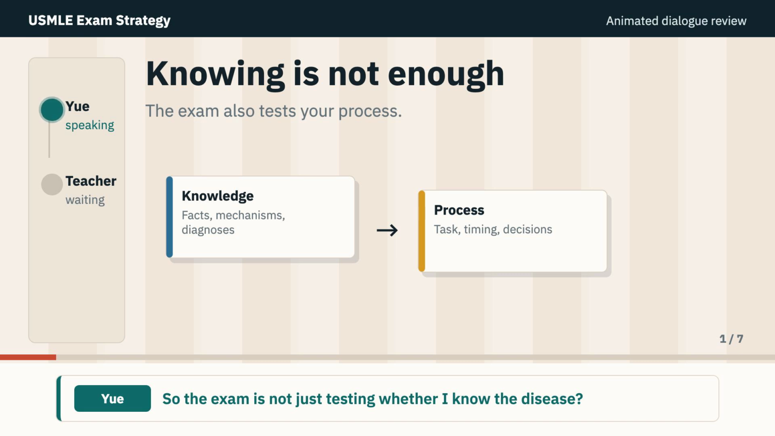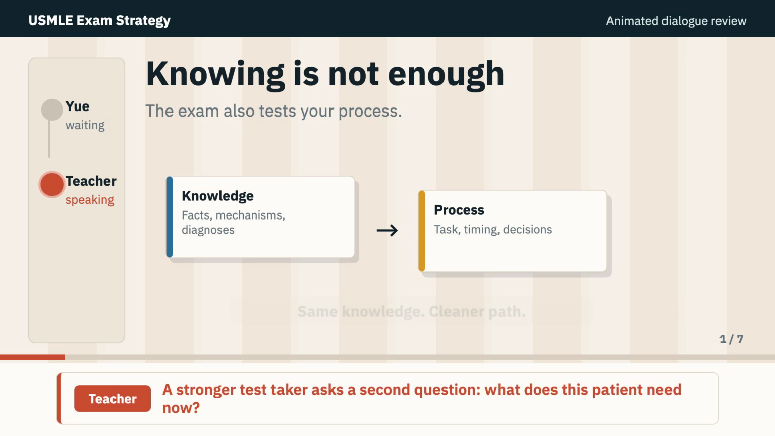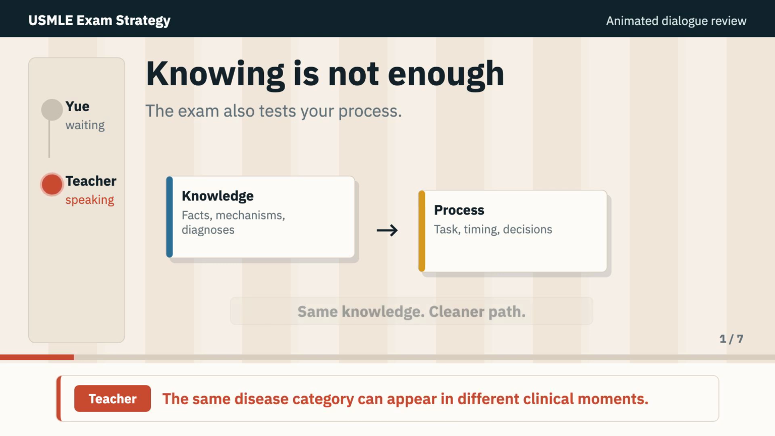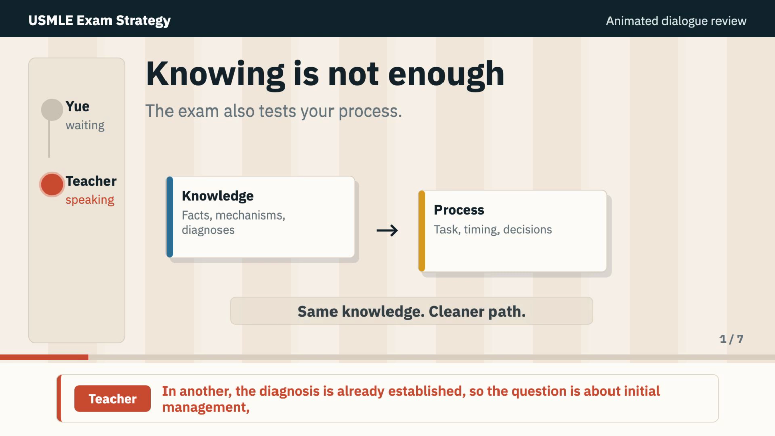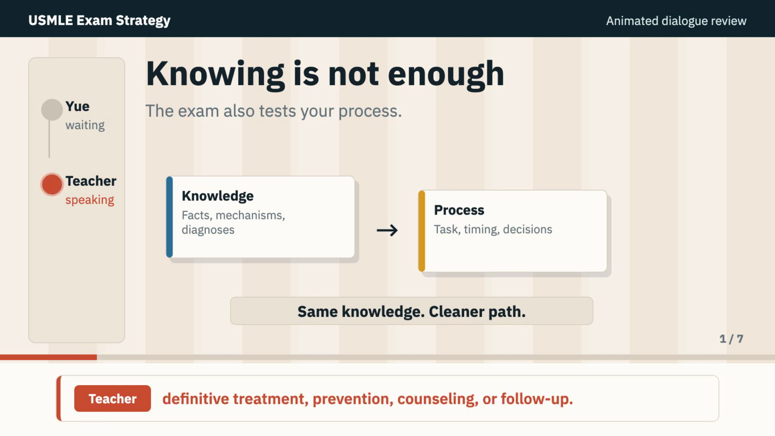So the exam is not just testing whether I know the disease. Exactly. Disease recognition matters, but it is only the entry point. A stronger test taker asks a second question. What does this patient need now? The same disease category can appear in different clinical moments. In one question, the patient needs stabilization. In another, the patient needs a diagnostic test. In another, the diagnosis is already established, so the question is about initial management, definitive treatment, prevention, counseling, or follow-up.